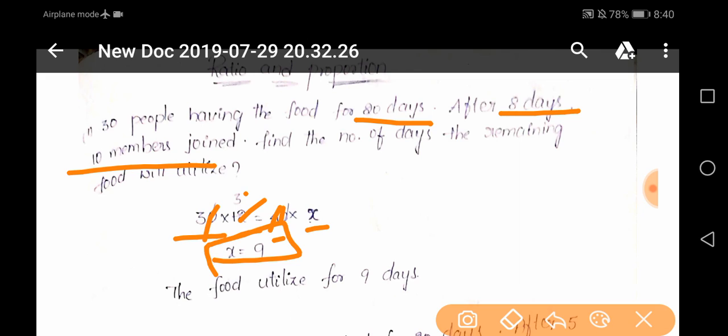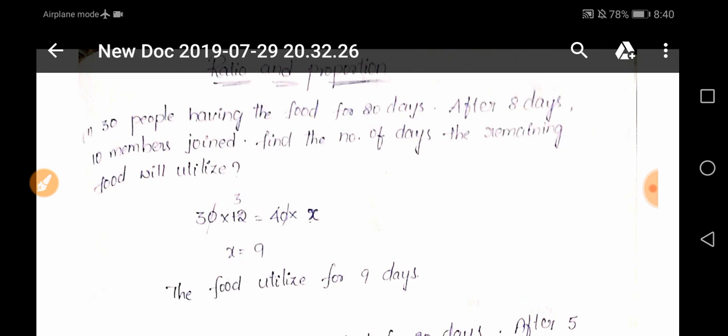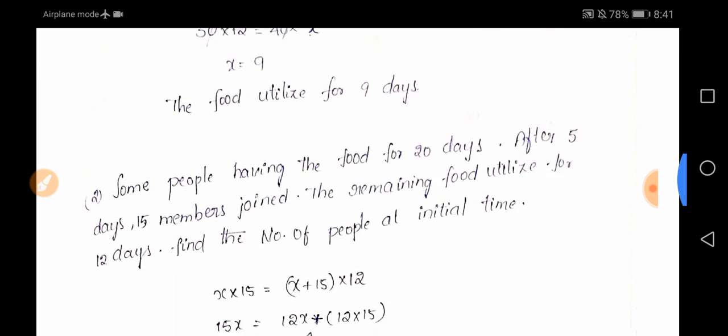So actually it has to last for 20 days, but after 8 days it lasts only for 9 days. Okay, this is how you will solve. See, if you know the logic of how we are doing it, you can easily do it. Just pause the video, see clearly what the question is, and then do the question.